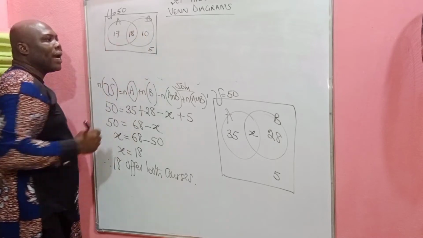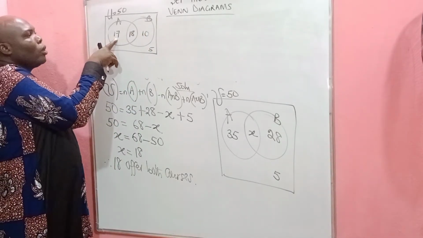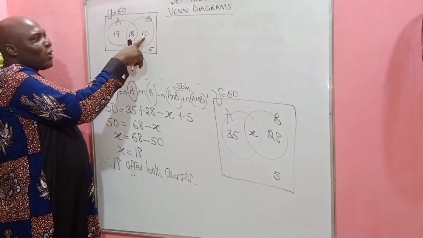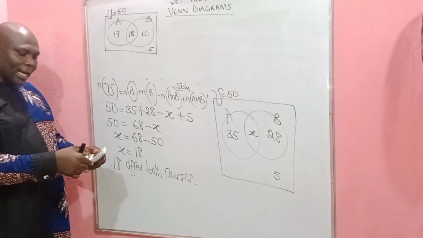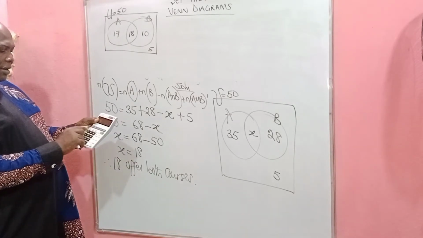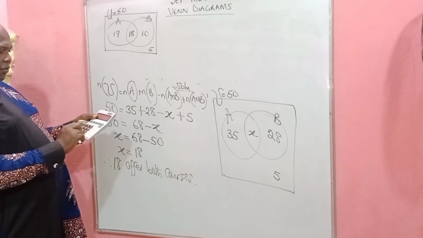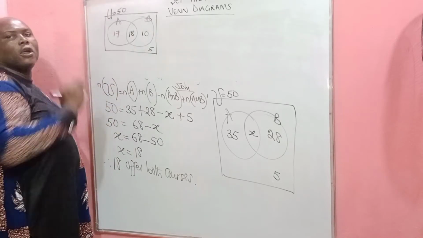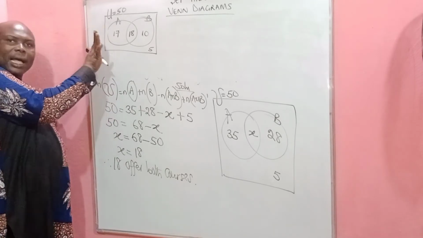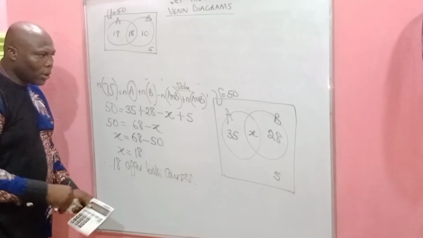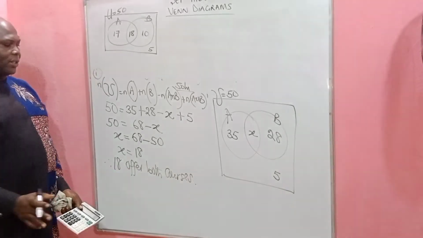Alright, now how do you know you're correct? If you add this 17 plus 18 plus 10 plus 5, you will have the number of students in that class, which is 50. Let's see. So 17 plus 18 plus 10 plus 5 gives us exactly 50, which is the number of students in that class. So this is the adjusted Venn diagram to know if your data is actually correct. They said we needed to know how many offer both courses, and we've gotten the 18.